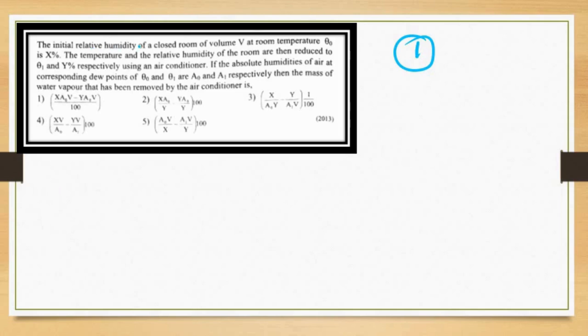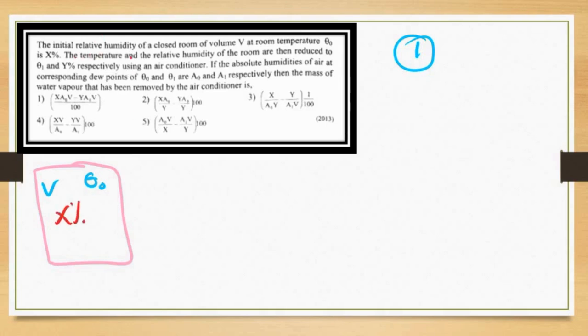The initial relative humidity of a closed room of volume V. So it's always better to write down the values. Closed room and the volume is V. Temperature of theta naught is x%. Right, x is the relative humidity.